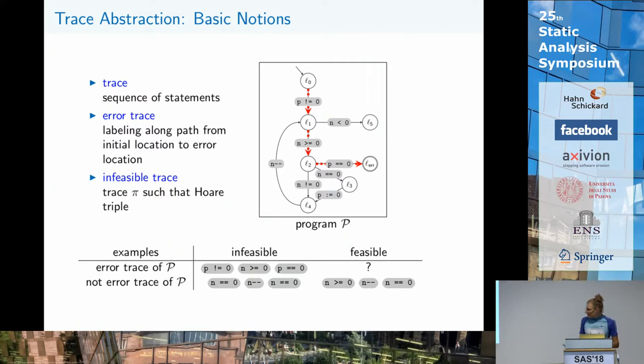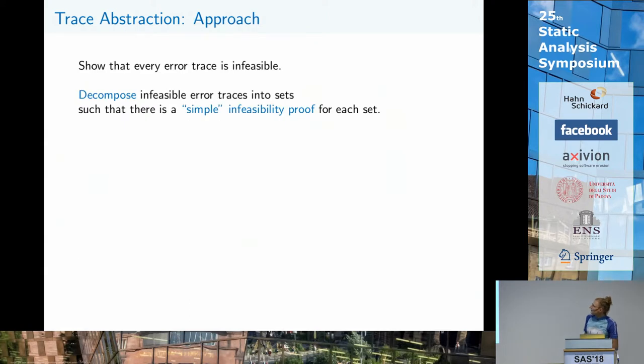And now the question is, does a program have an error trace that is feasible? This is the question that we want to answer. If this is the case, the program is incorrect. And if no such trace exists, the program is correct. So the approach in trace abstraction is we want to show that every error trace is infeasible, then we know the program is correct.